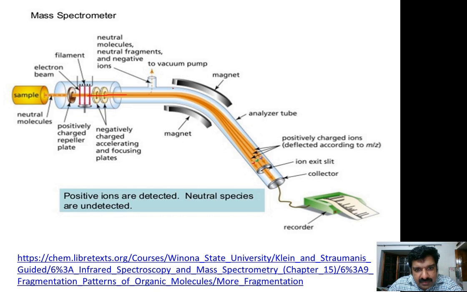Here in the curvature part, there is a magnetic field. Strong magnets are kept here, and with the help of these strong magnets, a magnetic field is created. This magnetic field affects the moving charged particles. Thereby the particles get deflected in different directions as per their mass to charge ratio. The lighter particles get deflected more than the heavier particles.